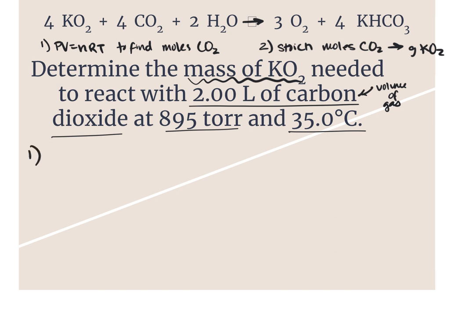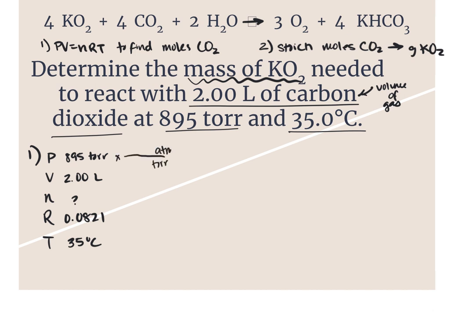So our first step is going to be the PV equals nRT. Let's identify our variables. We've got pressure at 895 torr. We've got a volume of 2.00 liters. We don't know the moles of that gas. We know that R is always 0.0821 and the temperature is 35 degrees Celsius. So I'm going to change my torr into atmospheres. There are 760 torr in 1 atmosphere. That becomes 1.1776 atmospheres.